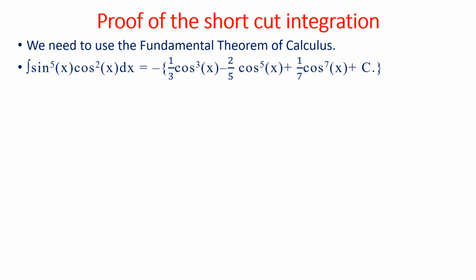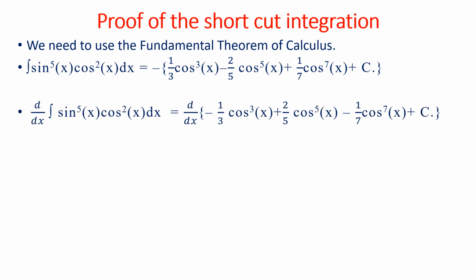Now, the fundamental theorem of calculus states that if we take the derivative of an integral, then the derivative will annul the integral. For that, we're going to take the derivative of the left-hand side and the derivative of the right-hand side. The derivative of the left-hand side cancels the integral, and we will be left with just sine to the power 5 x cosine square x.